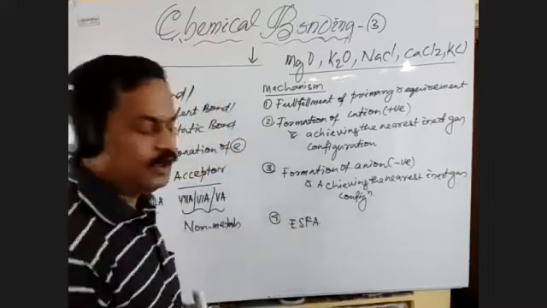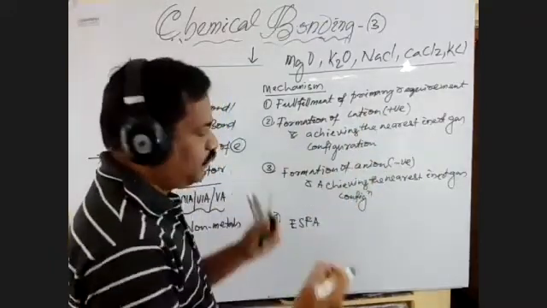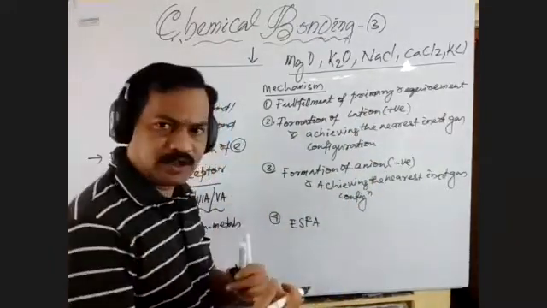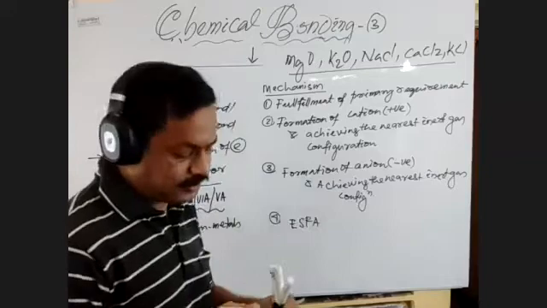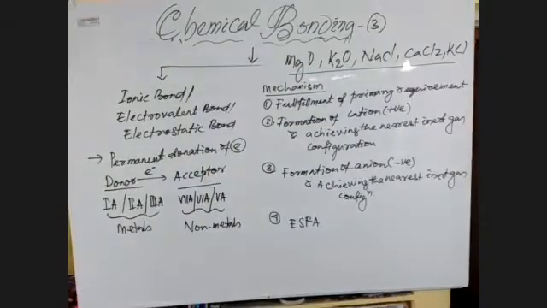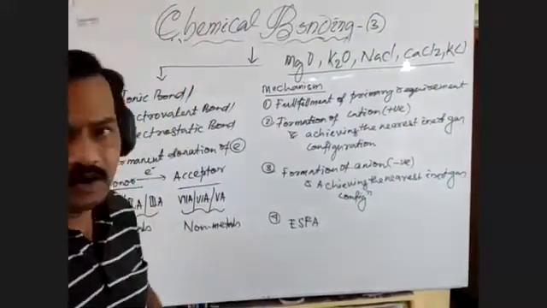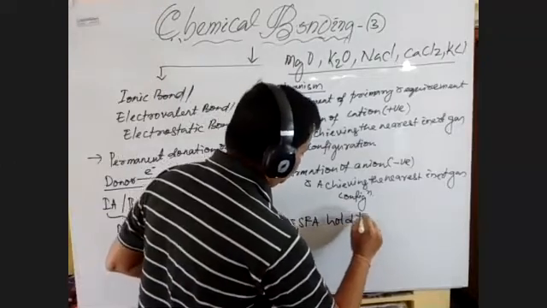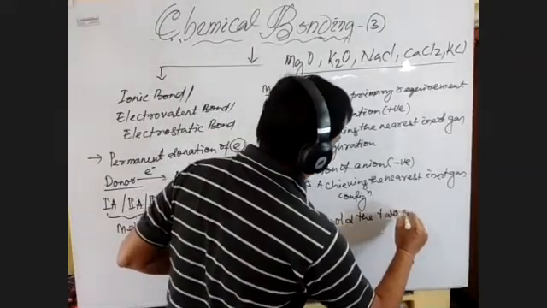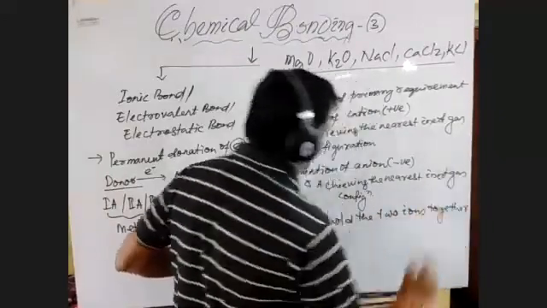ESFA. What is this? The electrostatic force of attraction, because this is a positive ion and this is a negative ion. When they come close, there is a strong force of attraction which holds them together. This strong electrostatic force of attraction holding the two ions together we call a chemical bond, and it is called ionic bond, to form the molecule.